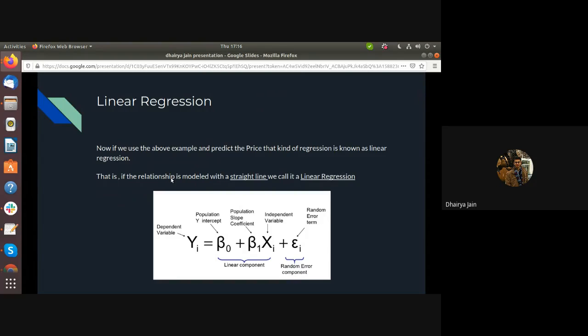So here you can see that beta naught is equal to c, that is the intercept. Beta 1 is the slope, the m part of the line equation. And here what we have in addition is the error that is being generated by the prediction.